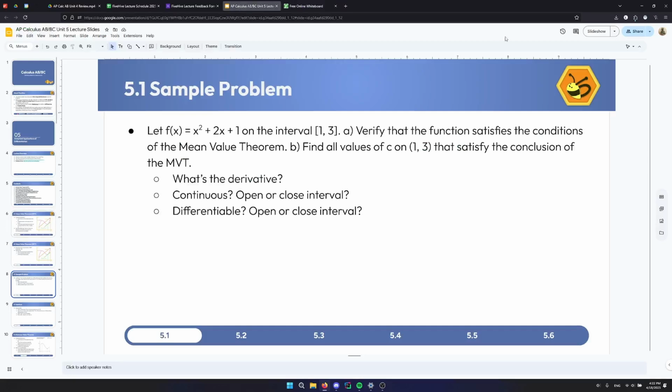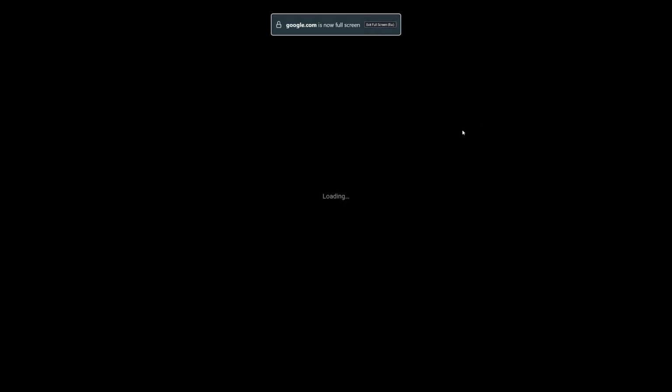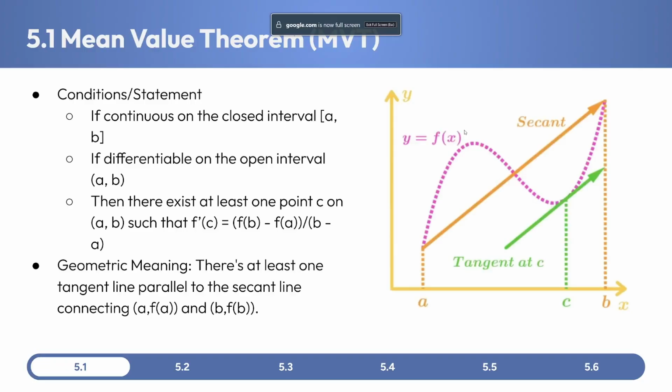Okay, all right, sorry, I'm kind of going on a lot of different tangents. Yeah, this is our formula for the mean value theorem. So hopefully this helps.